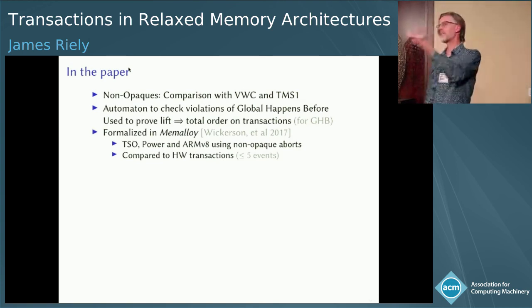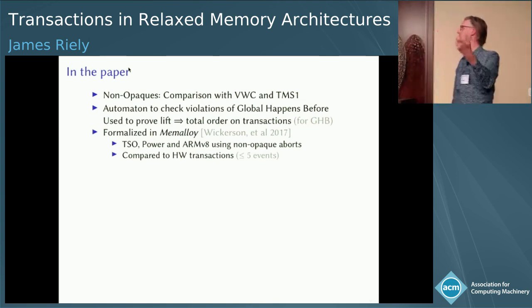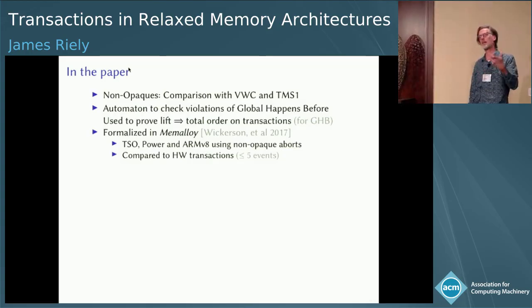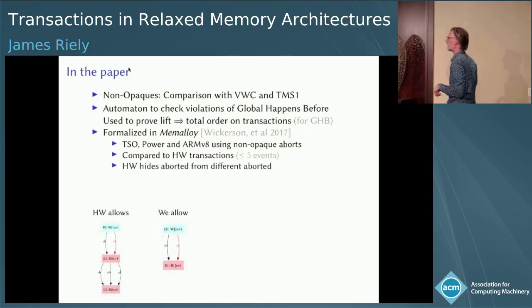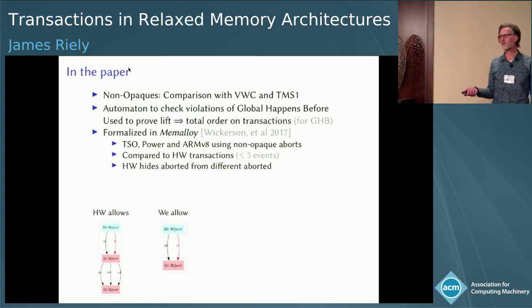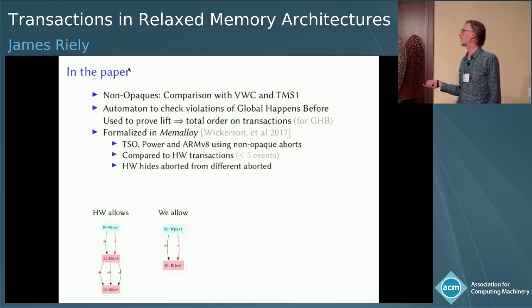What we did is we formalized these models individually. So we formalized the TSO model, the Power model, and the ARMv8 model using non-opaque aborts. And we compared to hardware models in Memalloy for small model sizes, because that's all the tool could tolerate. And one thing that immediately popped up is that our model of dealing with aborts is slightly different from that in the hardware. And in particular, we allow a write in an aborted transaction to be seen by another aborted transaction.